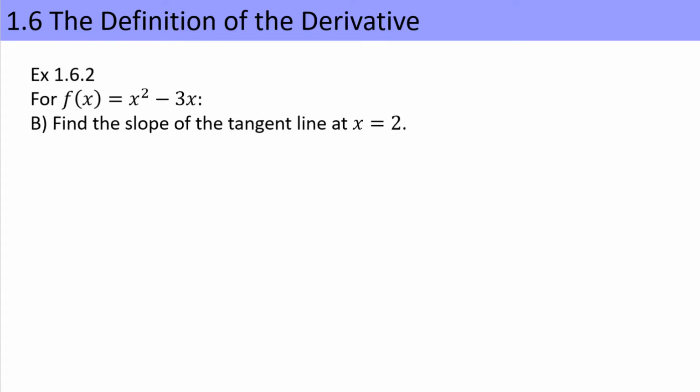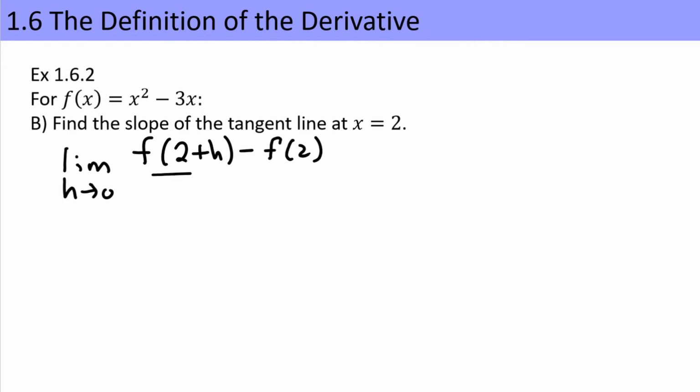Part b. Find the slope of the tangent line at x = 2. This means we need to be able to compute the limit as h approaches 0 of f(2+h) minus f(2) divided by h.